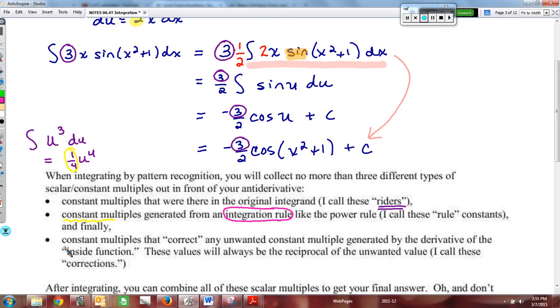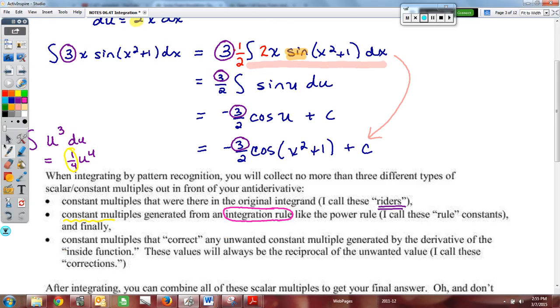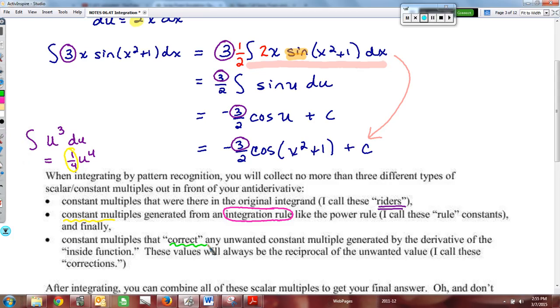And then you've got this third one, which I used above, which are going to be the constants that correct things that are missing. Now these corrections, you can only correct constants. If you're missing an x and you need an x in there, you're done. You can't do this process on it. But if you're missing a constant, you can correct for that using a form of 1.